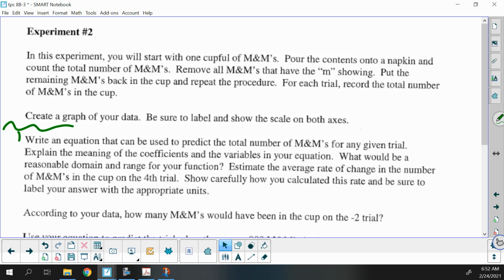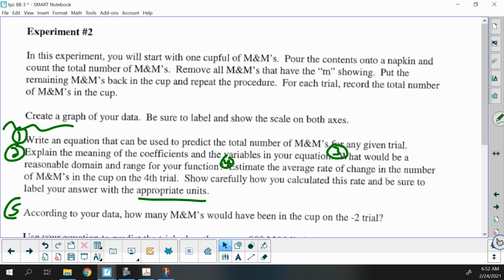So first thing, we want to write an equation that can be used. Remember, just like any other equation, make sure to tell what x and y represent once you write it. Explain the meaning of the coefficients and variables. What would be a reasonable domain and range? That's the third thing you've got to do. Estimate the average rate of change, this time at the 4th trial. So notice a lot of the stuff is pretty similar to what we're doing in the first one. Make sure you include units on it.